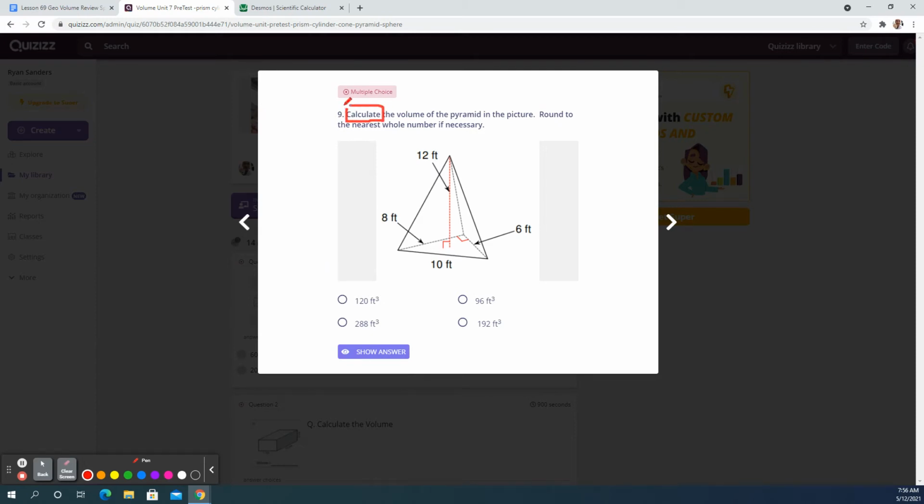Calculate the volume of the pyramid in the picture. Round to the nearest whole number. All right, so we got a triangular based pyramid here. So volume is going to be equal to 1/3 of the base times the height. The base here would be 1/2 length times width, and then we multiply by the height.